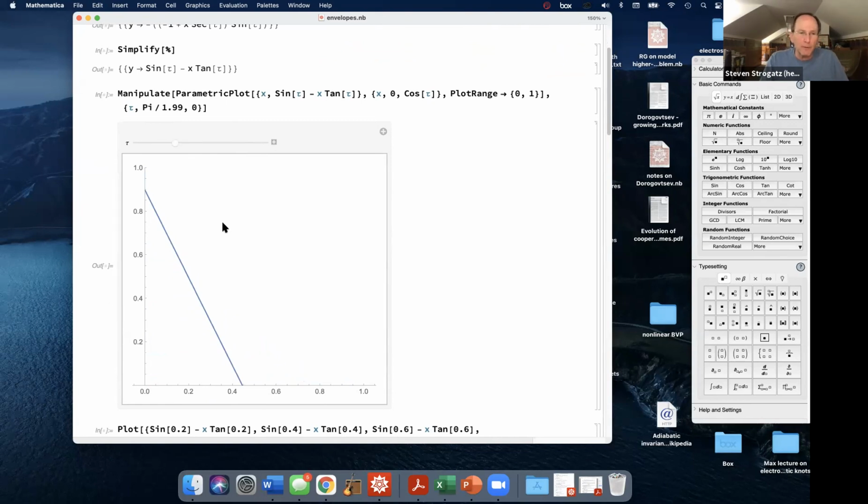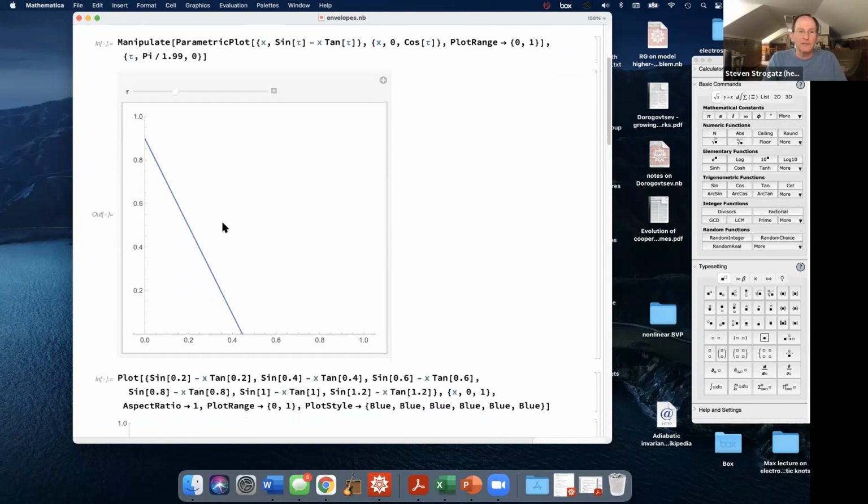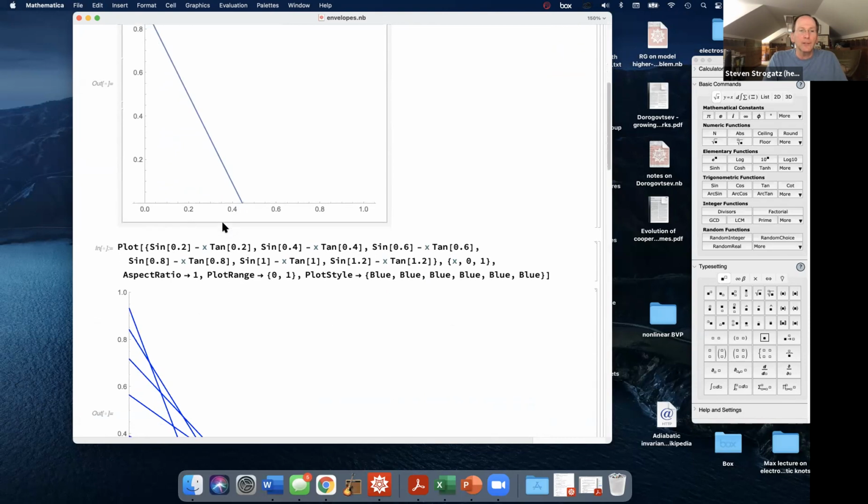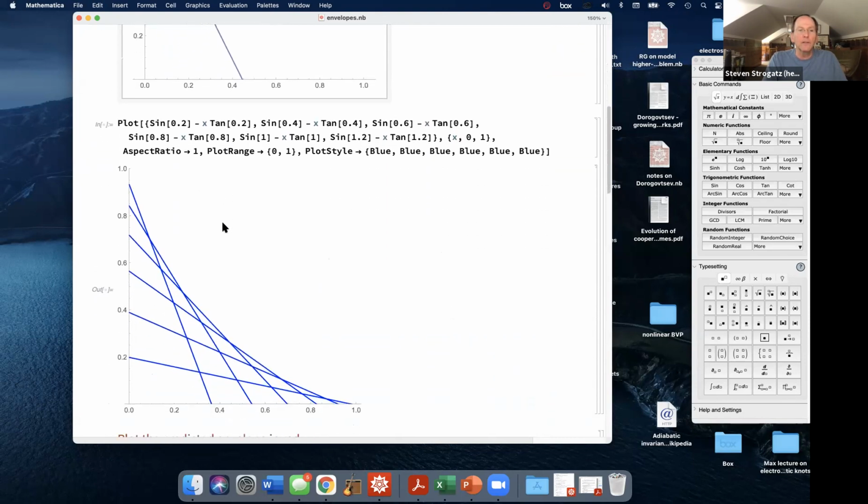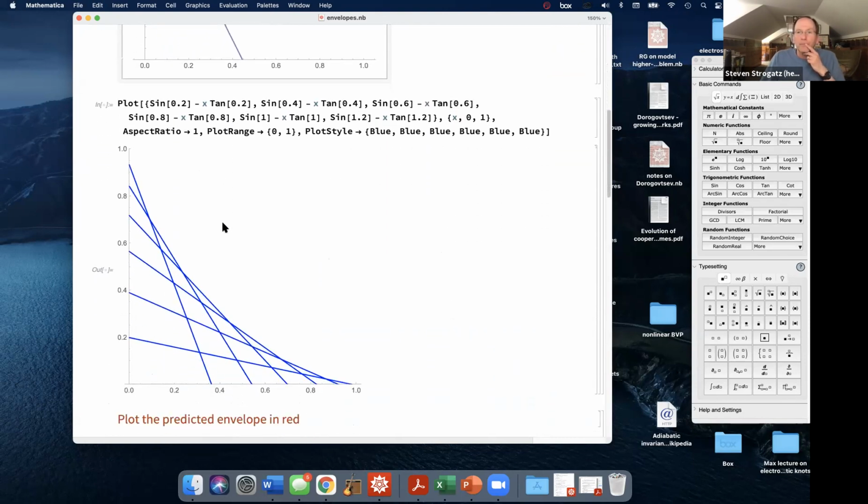And if I plot several members of that family, then you get a picture that looks like that. And as you can see, it looks like it's trying to have some bounding curve here, that's the envelope that we're looking for.